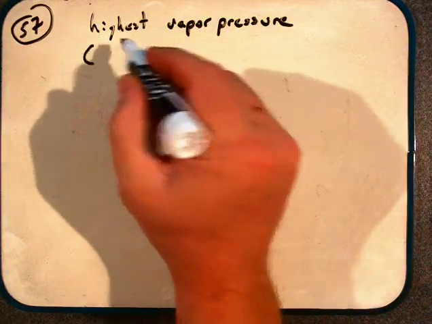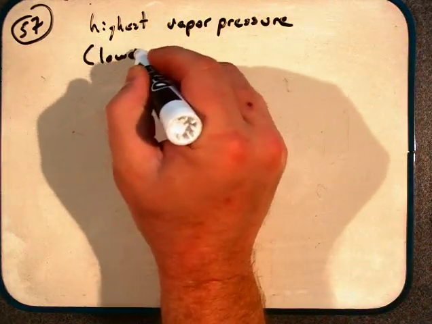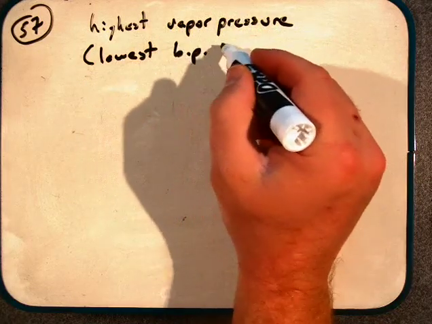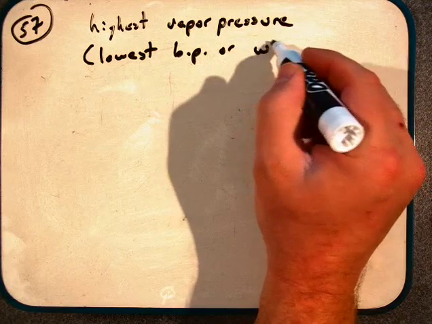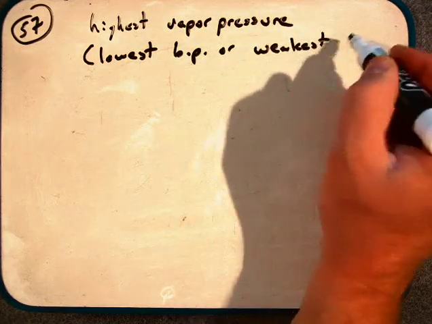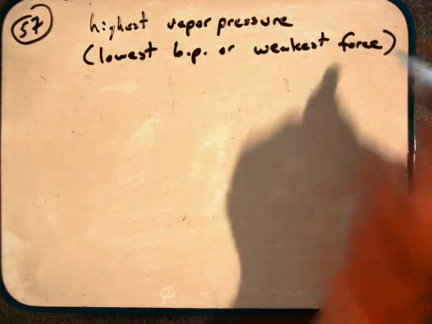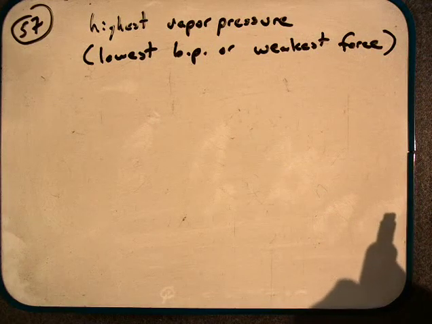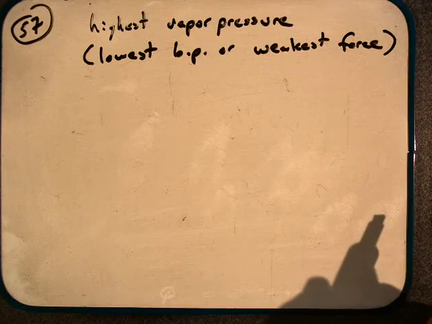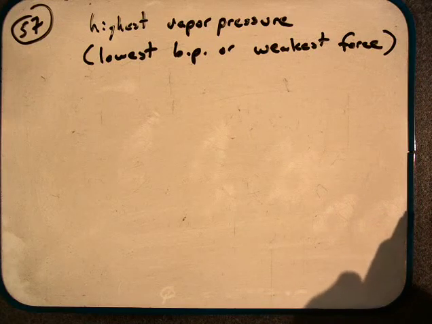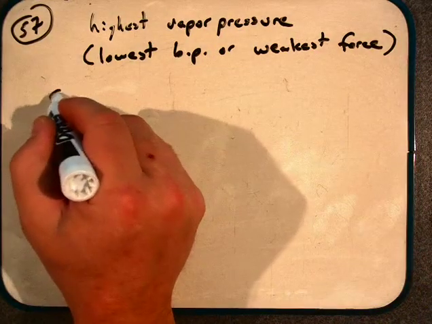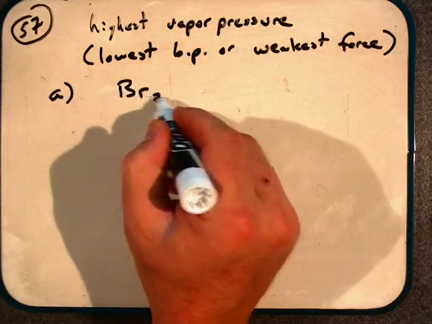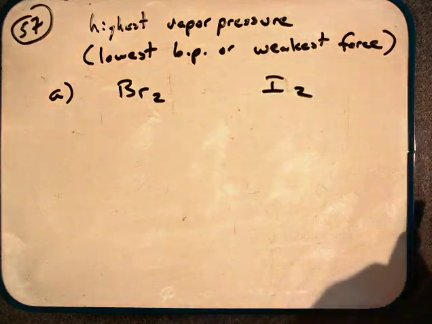And remember, that's the same as saying lowest boiling point or weakest force of attraction. So with highest vapor pressure, we're looking for which one is going to have the lowest boiling point, and that really is identifying which one is going to have the weakest force of attraction. And so for the first one, we have Br2 versus I2.